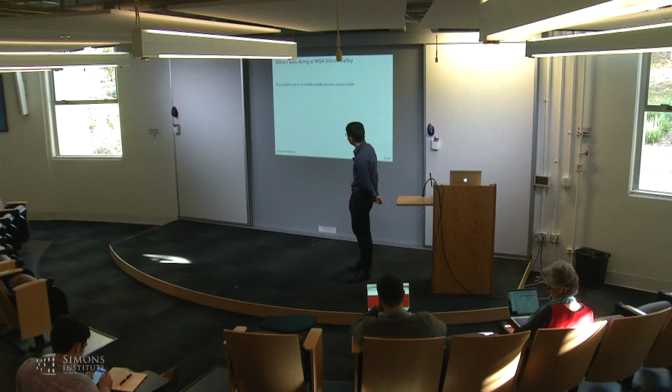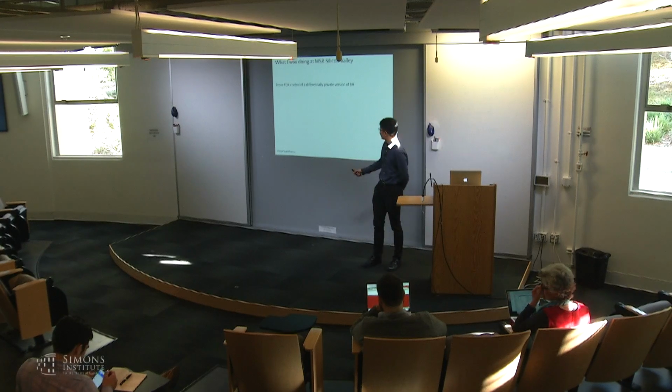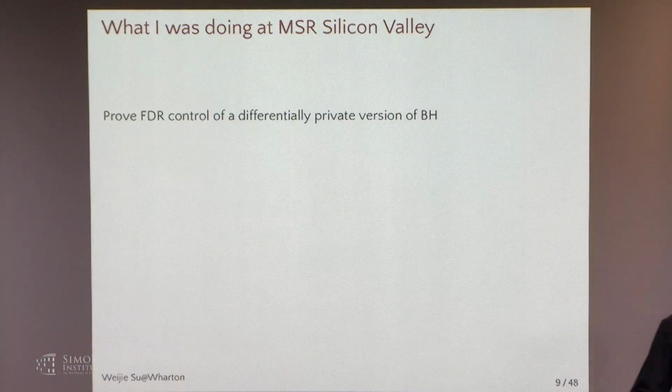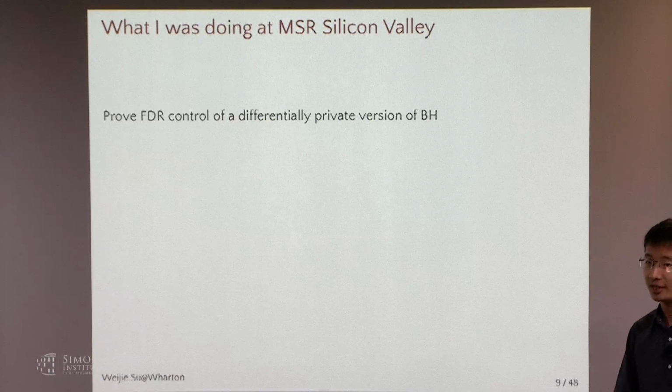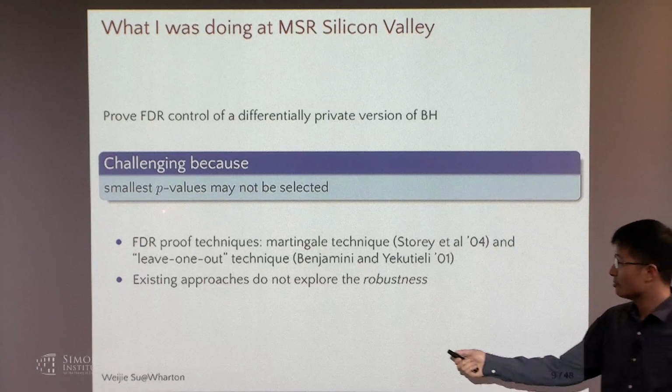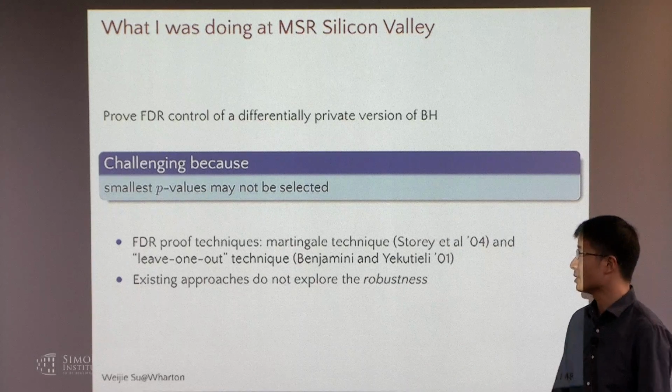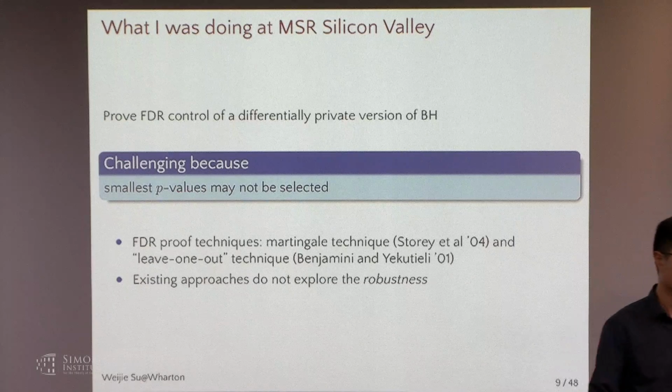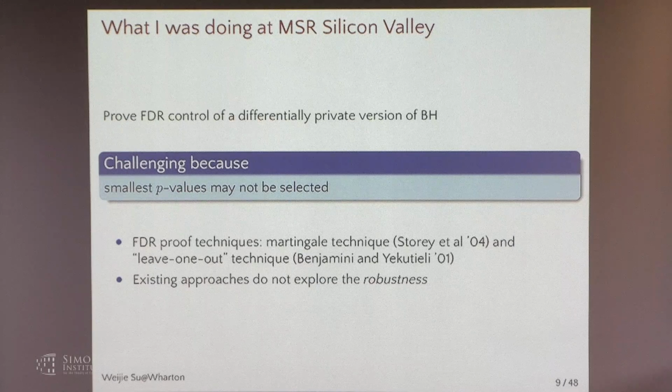So I was there to prove FDR control of a version of BH. It's a differentially private BH. Here, differential privacy has nothing to do with the rest of the talk. It was challenging, though very simple, because the smallest p-values may not be selected because of randomness. You add noise to your p-values, then you select the noisy smallest p-values. That's what makes it challenging.